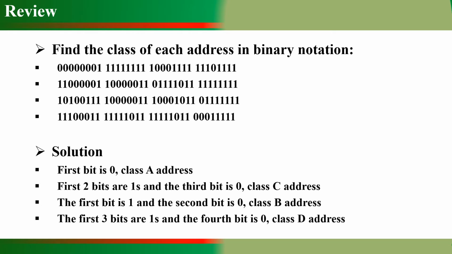Here we have to find the class of each address in binary notation. In the first address, since the first bit is 0, this address belongs to class A. In the second address, the first two bits are 1 and the third bit is 0, so it is a class C address. In the third address, the first bit is 1 and the second bit is 0, so it is a class B address. And last, the first 3 bits are 1 and the fourth bit is 0, so this address represents class D.